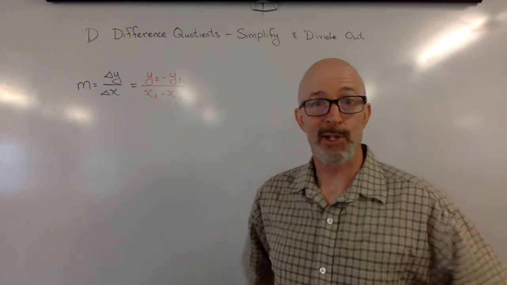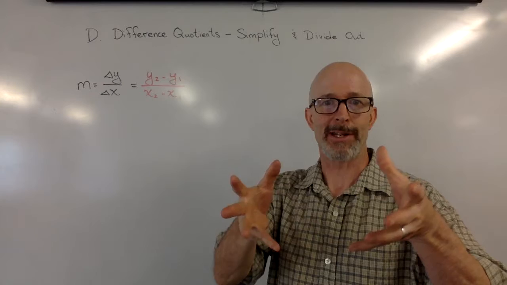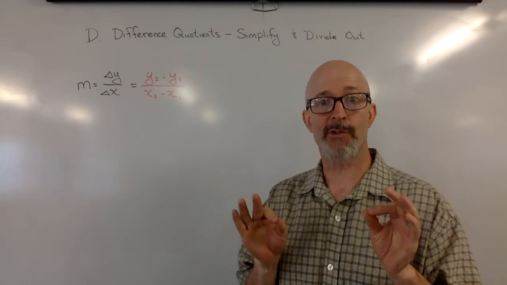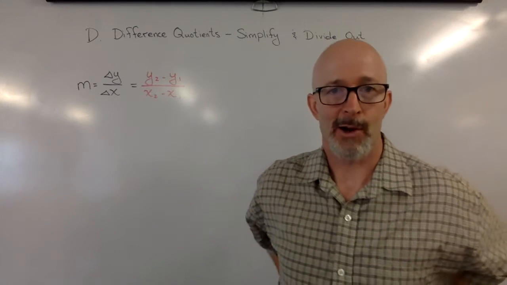The final way we're going to teach you about solving analytic limits, that means limits where you just have the equation and you're supposed to find it, is for difference quotients. And just to remind you, difference quotients are very much related to the slope. In fact, they are the slope.